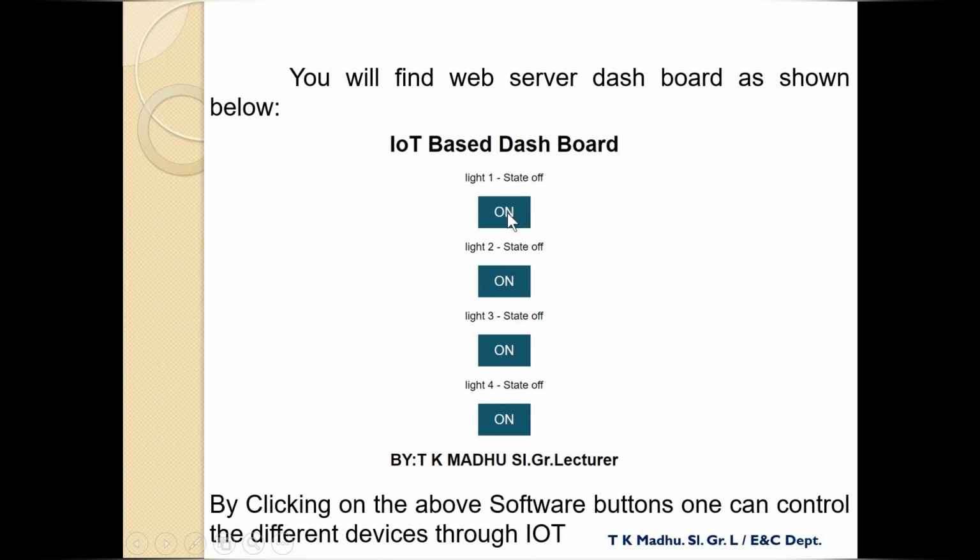So by clicking on this on or off, the relay can be operated. With the help of relay, we can control light, fan, bed lamp, AC anywhere from the world. So this we call a dashboard. By clicking on these above software buttons, one can control the different devices through IoT. So this is quite interesting. Try to do this basic program. Then you can use the Blynk IoT platform.